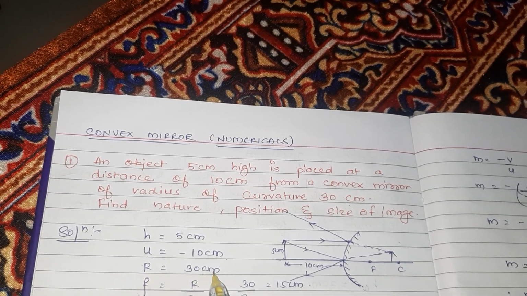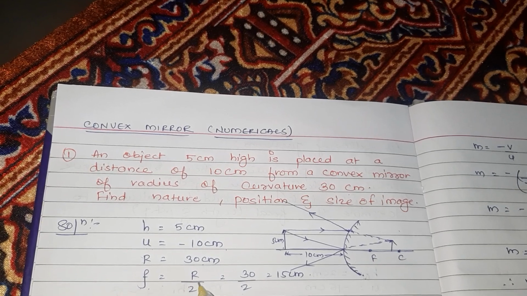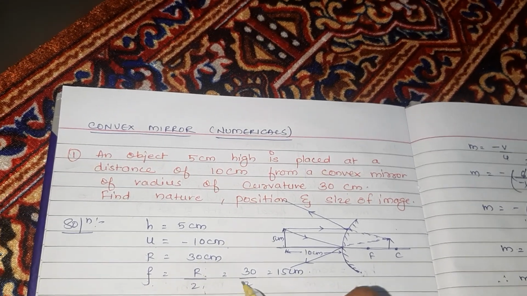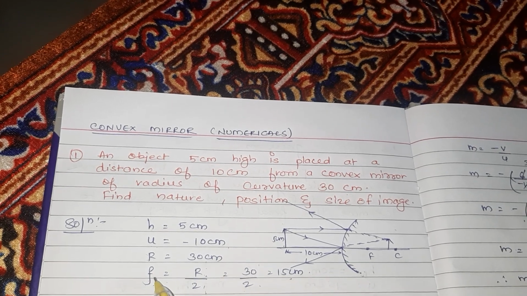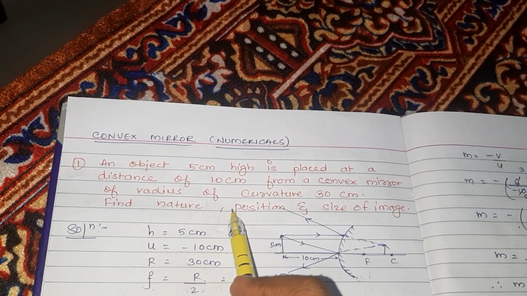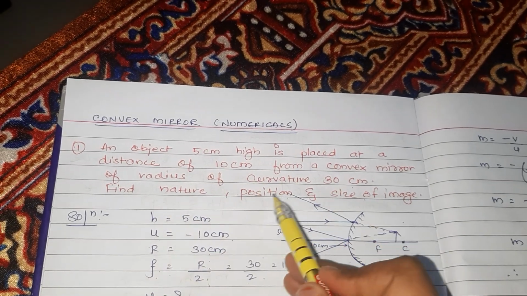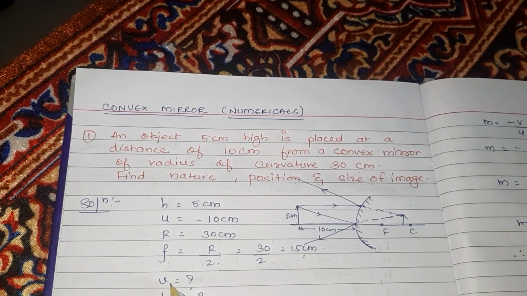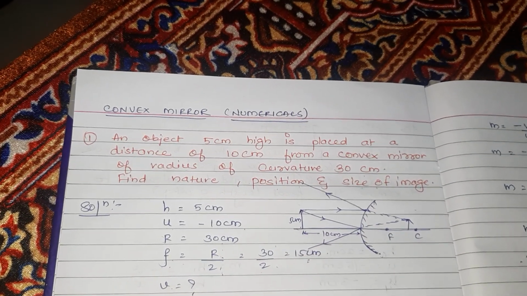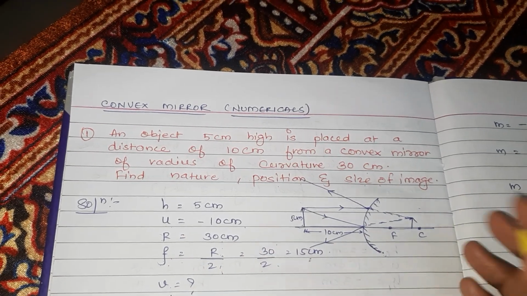If the radius of curvature is given, then I can find the focal length. f is equal to R by 2, because it is half of the radius of curvature. So 30 by 2, 15 centimeter. I got the focal length as 15 centimeter, right? Find the nature, position and size of the image. From this given data, we need to find the position, that is the image distance, the size, that is the image height, and the nature of the image, whether it is virtual or real.